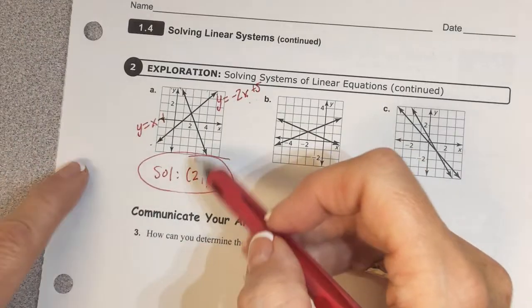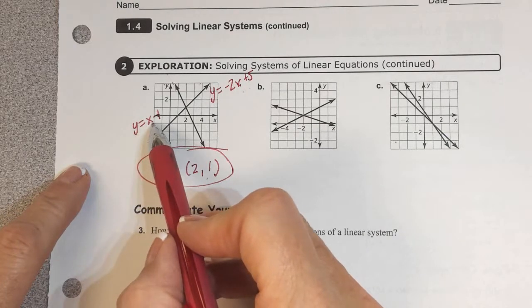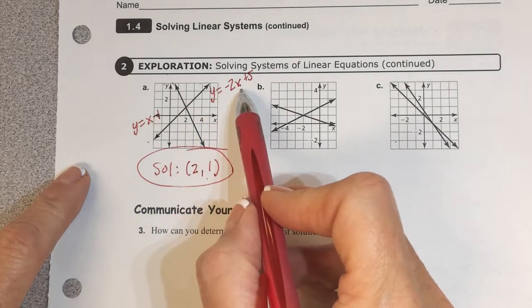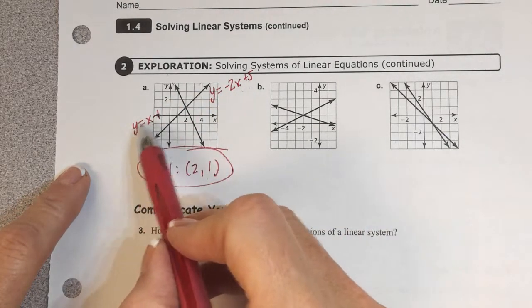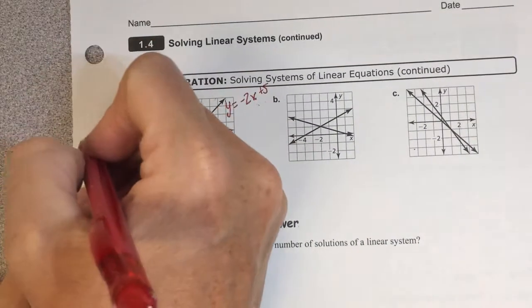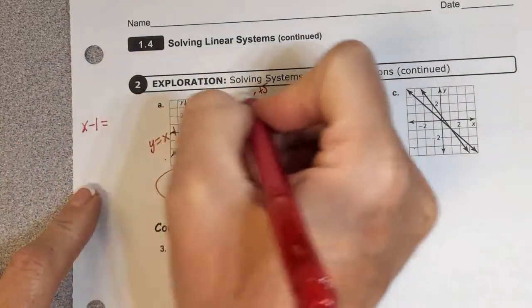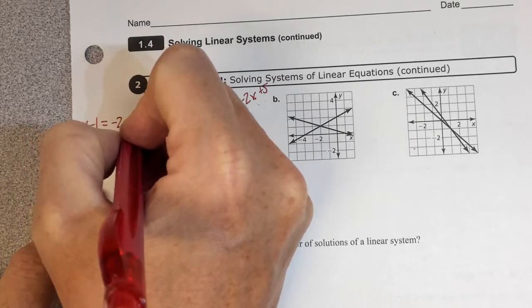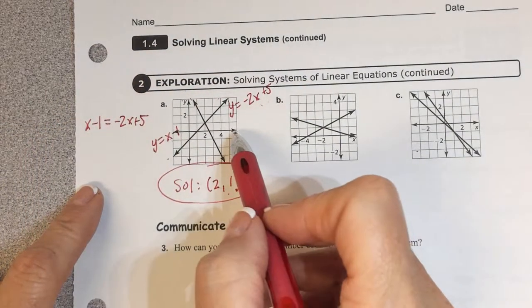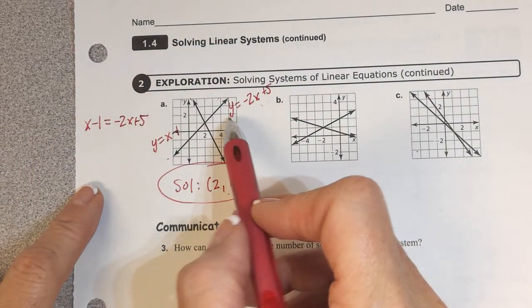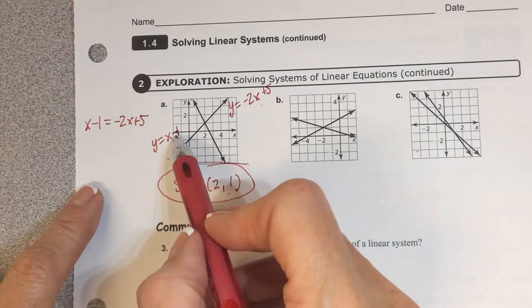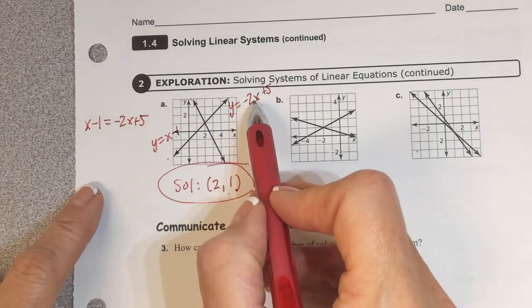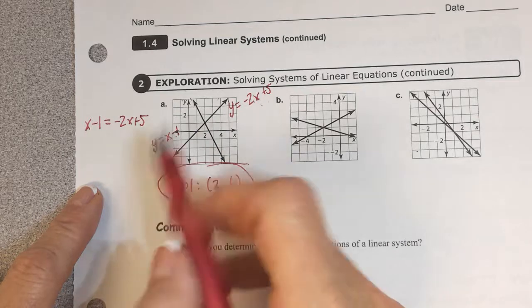solution. But I can also say, well, if y equals x minus 1 and y equals negative 2x plus 5, this y and this y would have to be the same thing. So I could have solved this problem by setting these 2 equations equal to each other with substitution. Again, y equals x minus 1 and y equals this, so therefore those 2 must be equal.